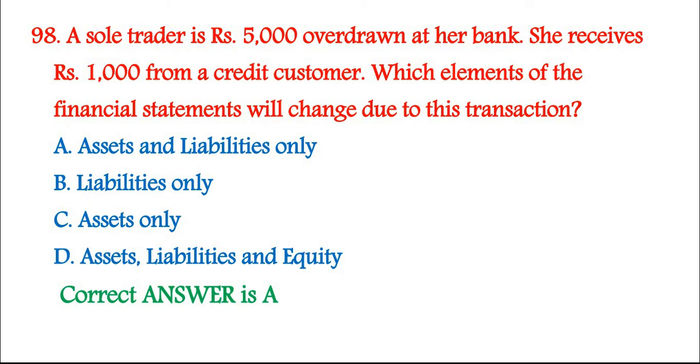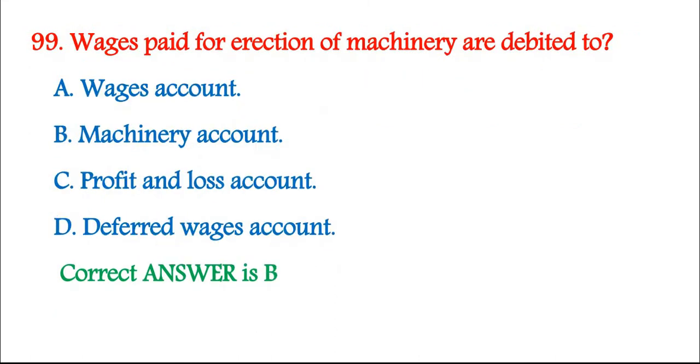98. A sole trader is 5,000 rupees overdrawn at her bank. She receives 1,000 rupees from a credit customer. Which elements of the financial statements will change due to this transaction? A. Assets and liabilities only. B. Liabilities only. C. Assets only. D. Assets, liabilities, and equity. Correct answer is A. 99. Wages paid for erection of machinery are debited to A. Wages account. B. Machinery account. C. Profit and loss account. D. Deferred wages account. Correct answer is B.